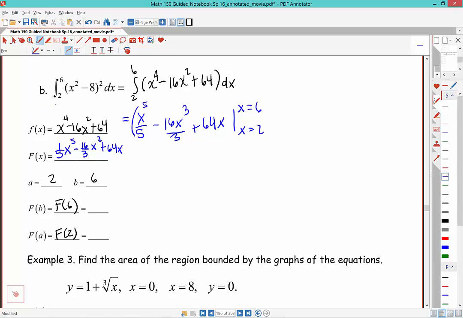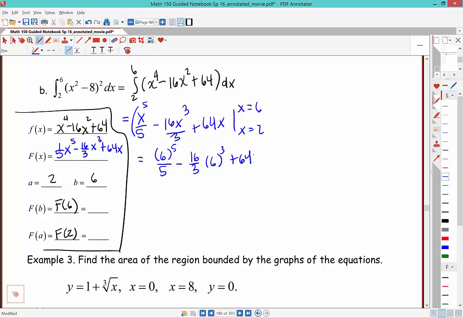Moving along, we will have 6 to the 5th over 5 minus 16/3 times 6 cubed plus 64 times 6. That's our upper limit of integration minus our lower limit of integration, which will be 2 to the 5th over 5 minus 16 thirds times 2 cubed plus 64 times 2.